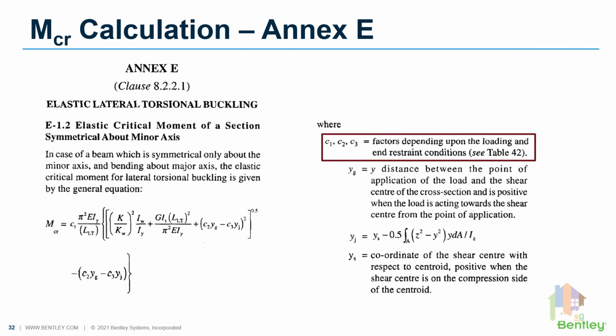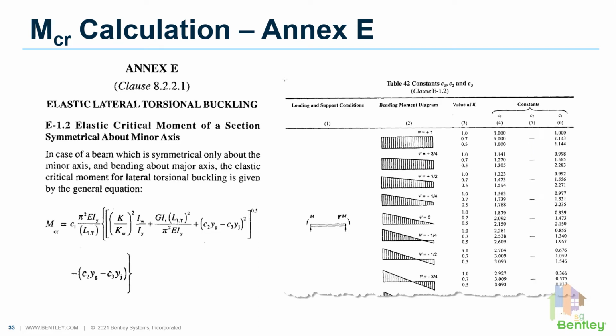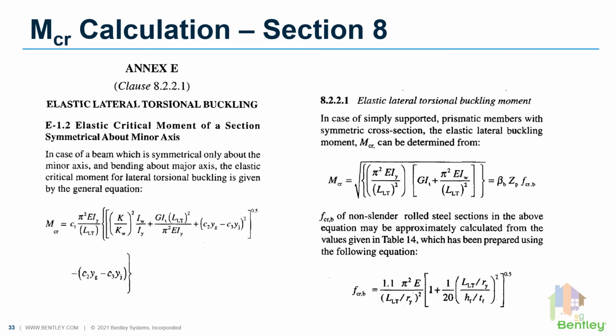Factor C1, C2 and C3 are calculated from table 42, and these values depend on both end condition and also on the bending moment diagram. It is very hard to calculate these factors manually, as for different load cases, bending pattern may be different. This equation is not implemented in STAAD. A simplified equation for symmetric section is mentioned in clause 8.2.2.1, which is implemented in STAAD, and MCR value is calculated based on this, which is further used to calculate the bending capacity value.